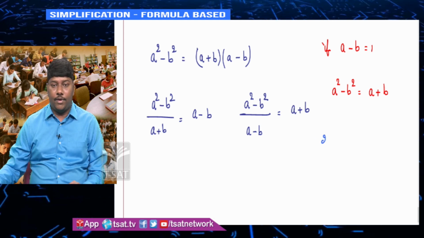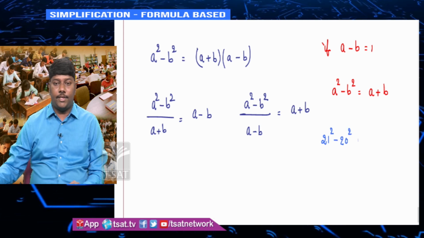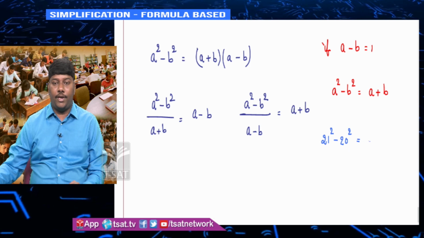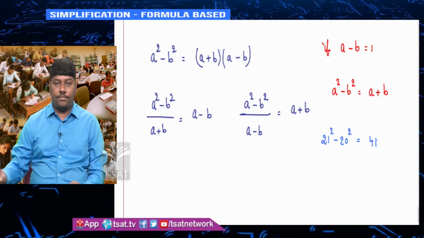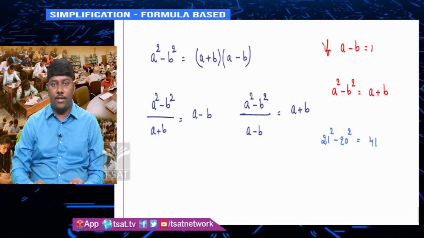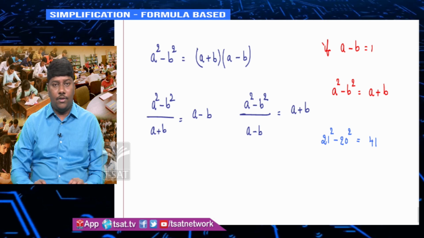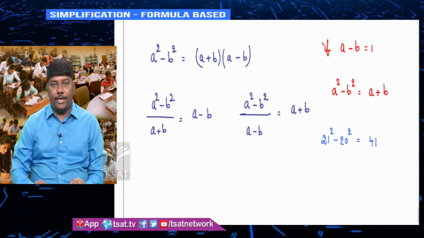For example, if you have 21 square minus 20 square, by looking at it you can say the answer is 21 plus 20, that is 41. So 21 square minus 20 square, the difference between them is simply 1. Therefore, a square minus b square becomes a plus b. Now the formula is very simple. Now look at the application.